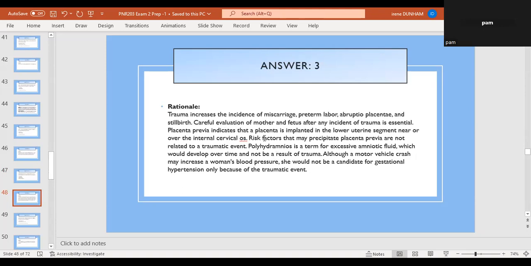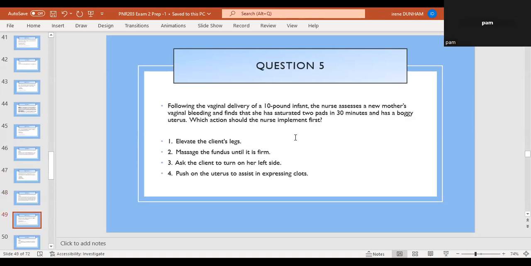All right. That's why, if you have a car accident, even though moms always say, oh, I'm okay, we always say you're going to the hospital. Okay. Now, the next question: following the vaginal delivery of a 10-pound infant, the nurse assesses a new mother's vaginal bleeding and finds that she has now saturated 2 pads in 30 minutes. Remember those pads I showed you a picture of? And now she has a boggy uterus. Not good. She had a big baby. So which actions should the nurse implement first?